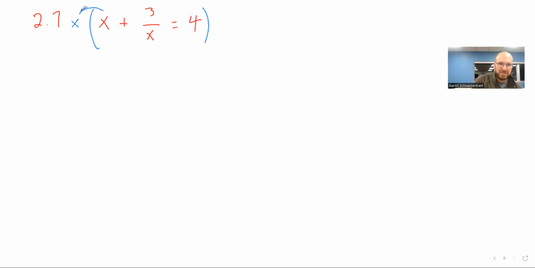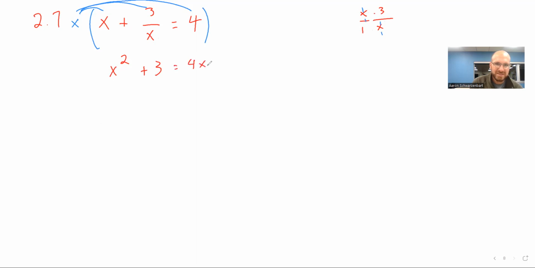So I'm going to distribute it to all parts. And yes, I can distribute across an equal sign. I prefer to just write one big set of parentheses. Saves me a little writing. x times x is x squared. x times 3 over x is 3. The x's cancel. This is the beauty of multiplying through by my denominator.